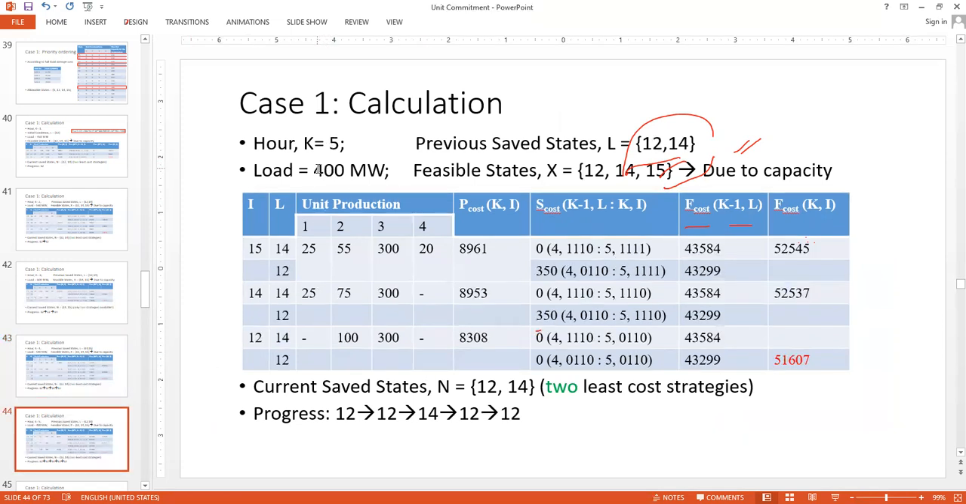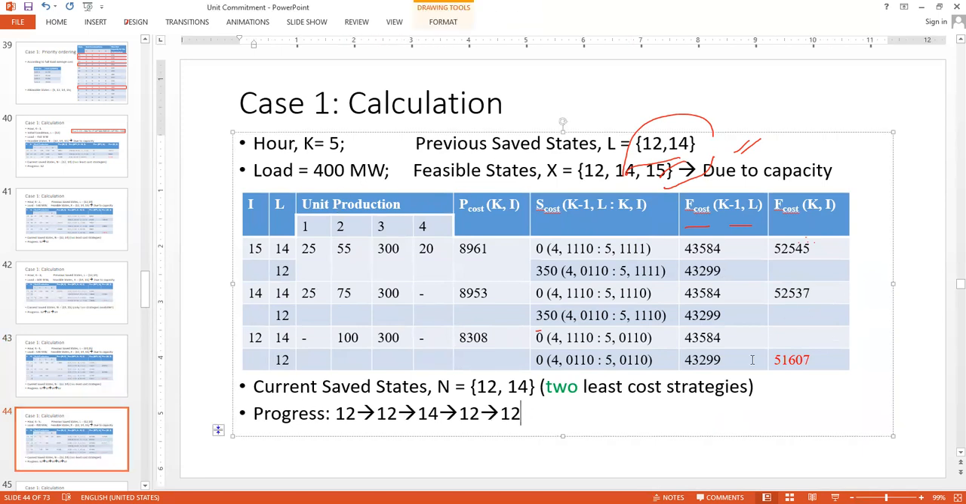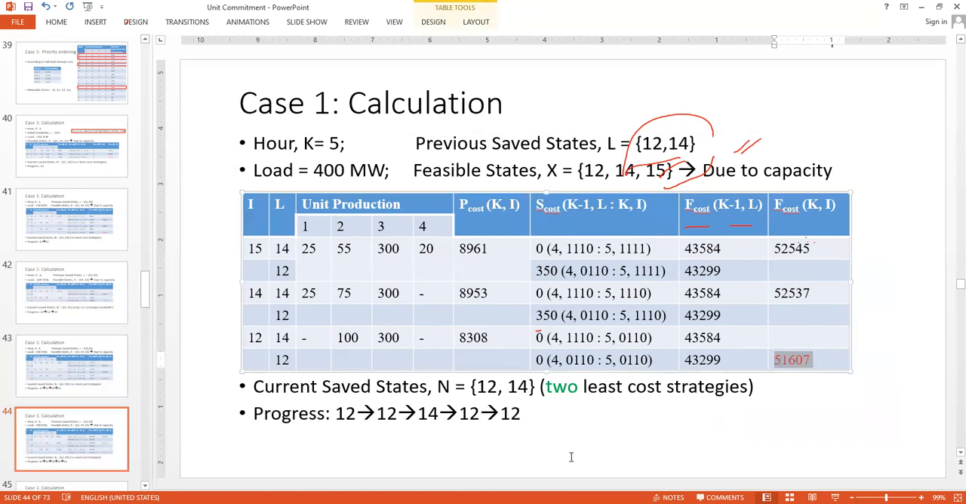Hour number 5, the demand is further reduced. Again, you do the same. You check the progress. Again, 12 is the least cost strategy.